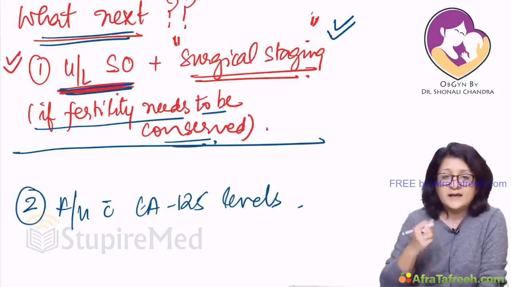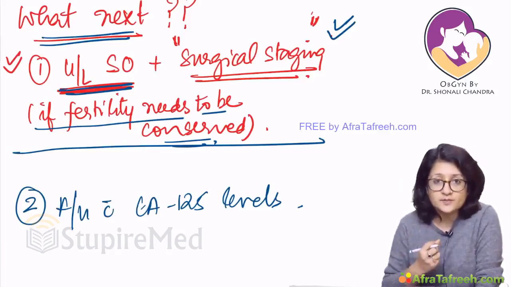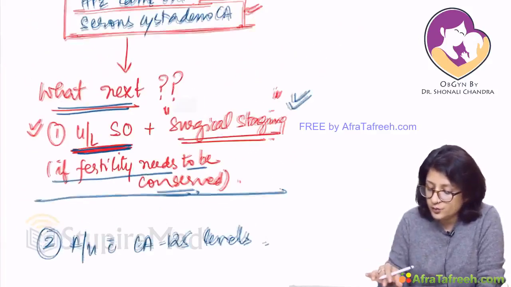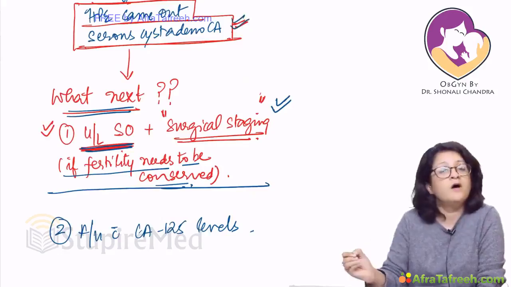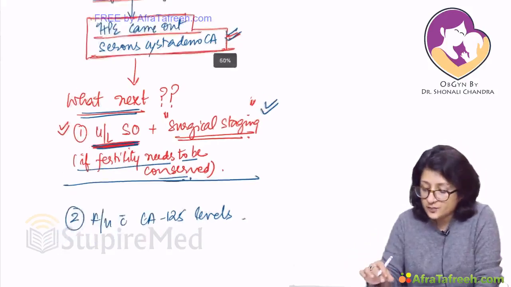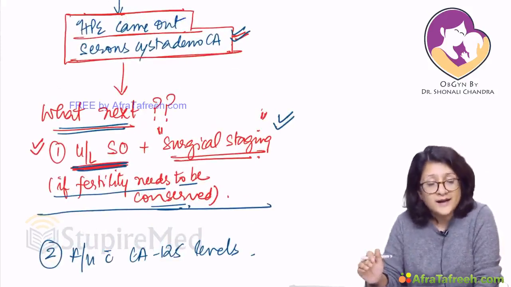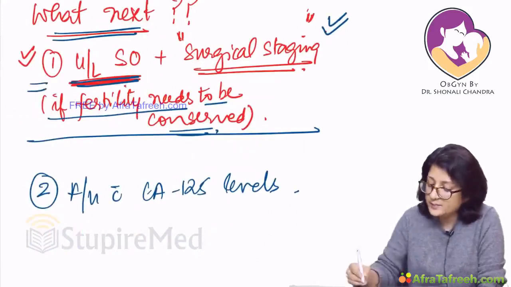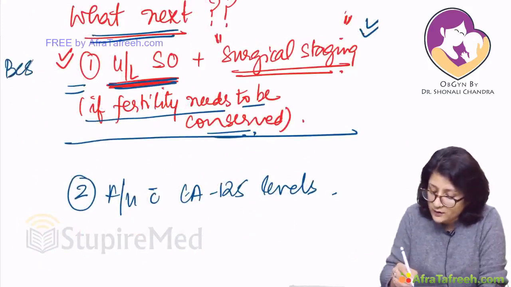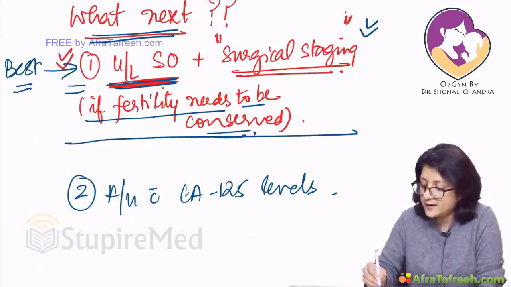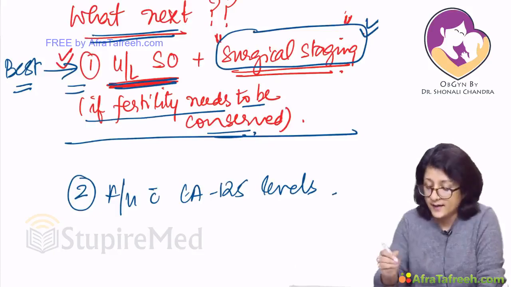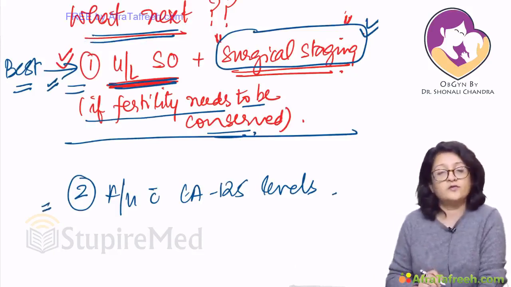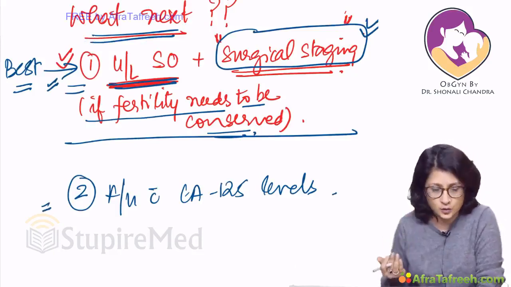What I want to tell you is that fertility sparing surgery is an option, but only in situations where the tumor is apparently confined to a single ovary and the final histopath comes out to be stage 1A grade 1 or 2, right? So right now in this situation, the best option for such a woman would be a unilateral salpingo-oophorectomy and a complete surgical staging, which was not done earlier. If this best scenario is not an option, then we can go for follow-up with CA125 levels also.